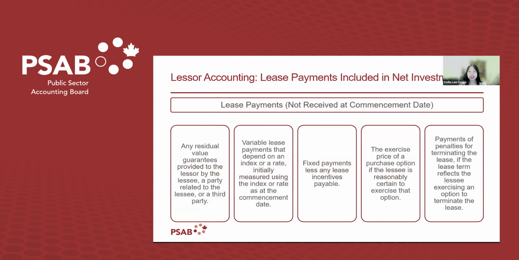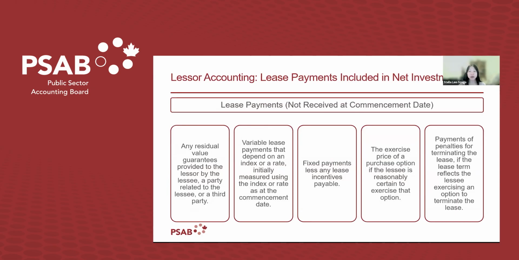At the commencement date, the lease payments included in the measurement of the net investment in the lease include the following payments not received at the commencement date. The first are any fixed payments less any lease incentives payable. Next, we have all variable lease payments that depend on an index or rate initially measured using the index or rate at the commencement date.